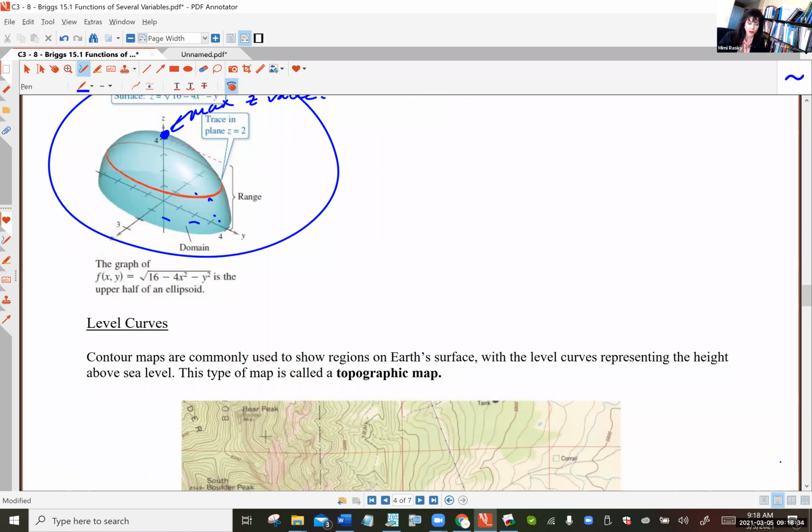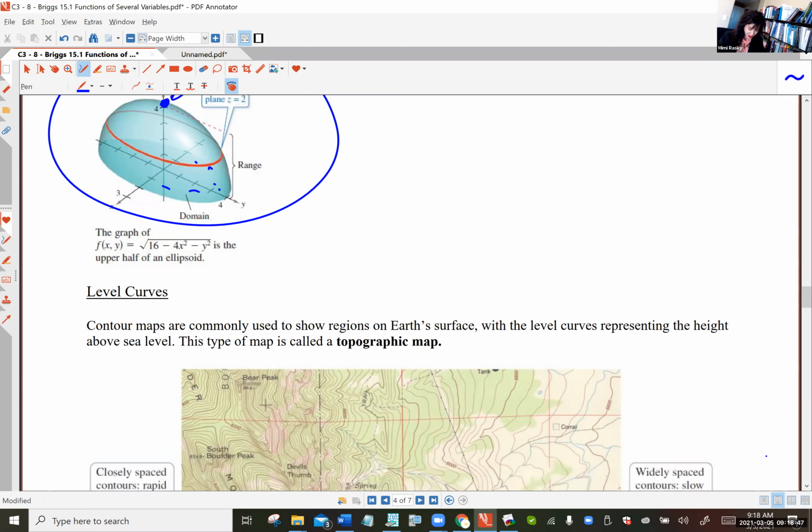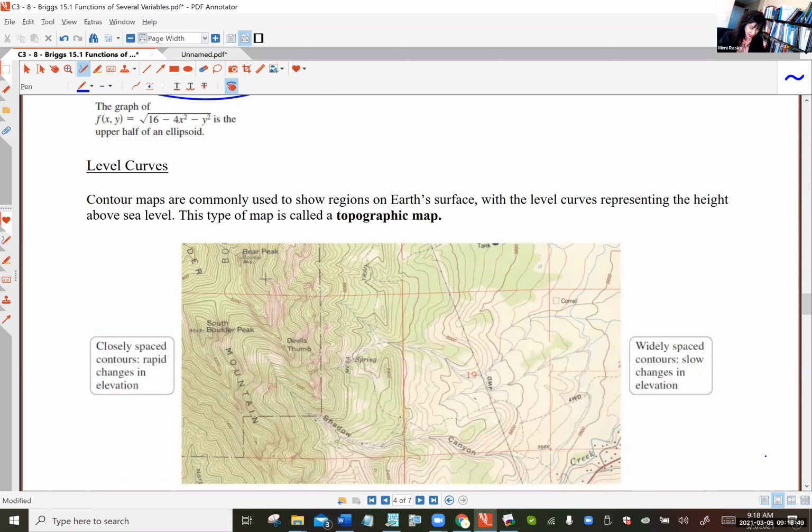Let's talk about level curves now. Level curves are basically going to wrap us up for today's talk, and then we're done, unless you guys want to talk about something else. And if we have extra time, if you want to look at midterm solutions, that'd be okay with me.